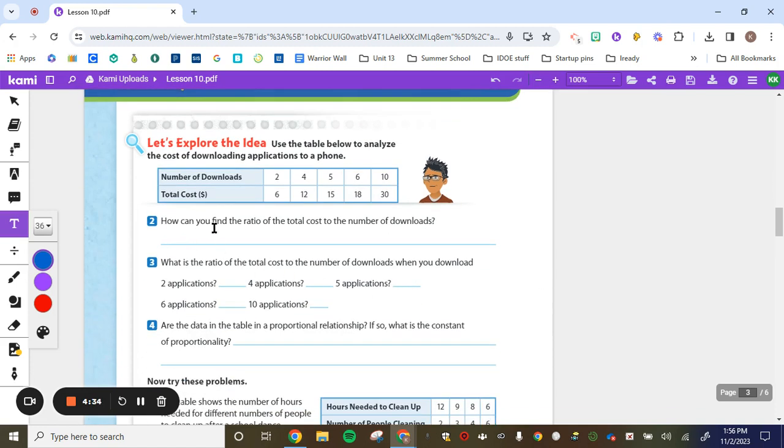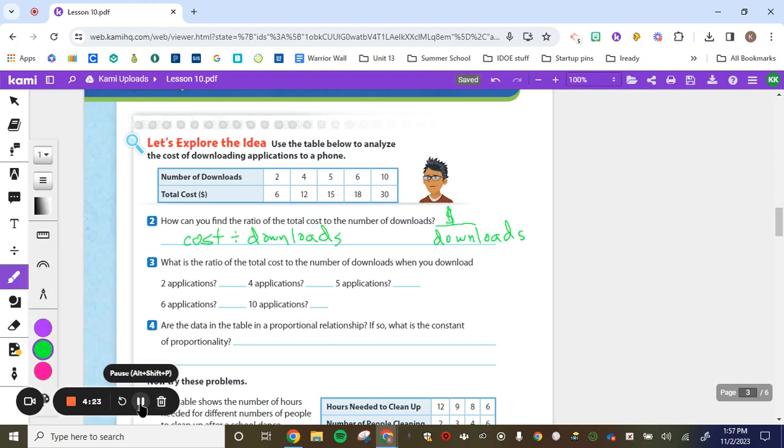So question 1 says, how can you find the ratio of the total cost to the total number of downloads? Well, to do that, you would just take the cost divided by the downloads. When you're setting up your ratios for proportion, money almost always comes first. So even though money is on the bottom of our table here, it would be the money divided by the downloads to figure out how much it costs for each download.